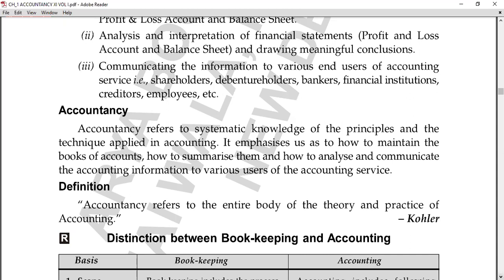But if you and me both follow the same principles, concepts, and conventions, both follow the same accounting standards for the preparation of accounts, then these accounts will become comparable with each other. So it is possible only where the accounting standards and concepts are universally applicable.